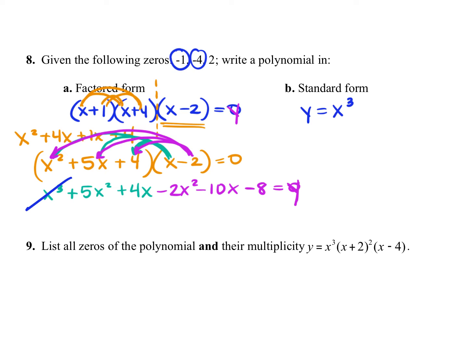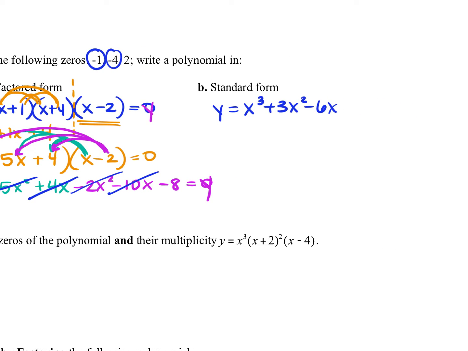What would you get next? 3x squared, right? You have 5x squared minus 2x squared. So that's a positive 3x squared. What comes after that? Minus 6x. 4x minus 10x is a negative 6x. And then your last thing, minus 8. So this would be your standard form. And I'm not picky about the y equals or 0 equals, or you could just do it without any of that and I would call it good. That'd be just fine.